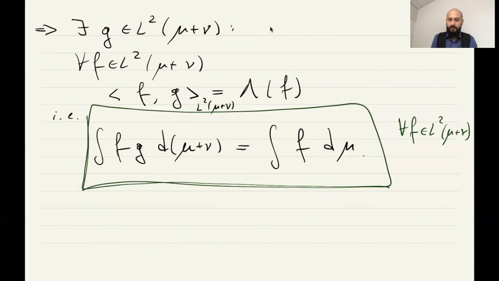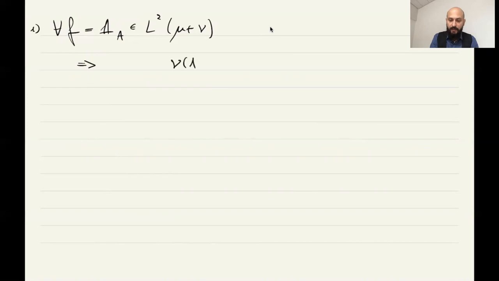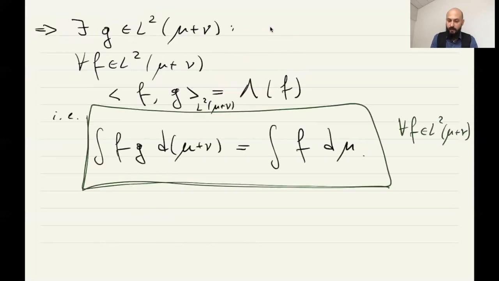So first of all, let's see what this tells us about the possible values for g. The first thing I want to check is what happens if I take the characteristic function of a set A. If the set A has finite measure, then in particular the characteristic function is in L2, and so we know that on the one hand, nu of A, which is the integral of the characteristic function of A d nu, is of course a positive number. Now we are going to write this as an integral of f d nu. Here I got it wrong, so this is not mu, it's nu.